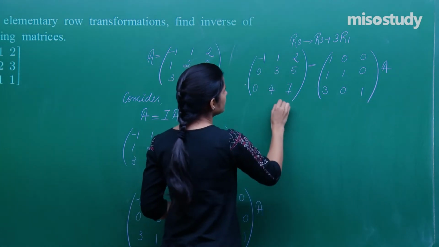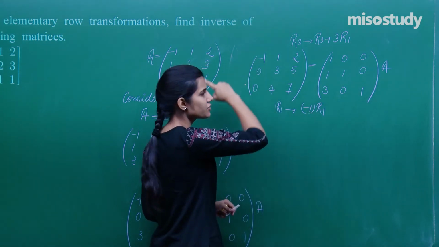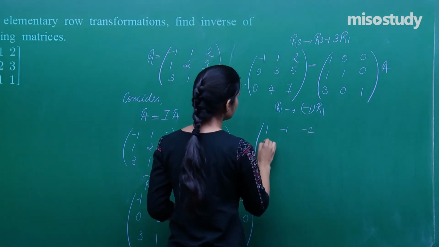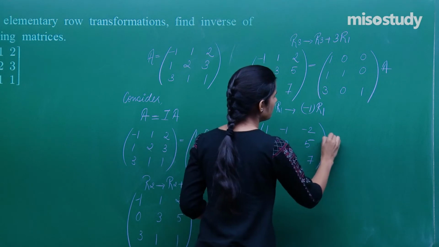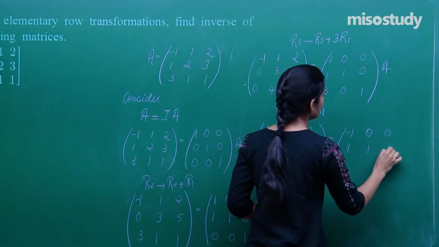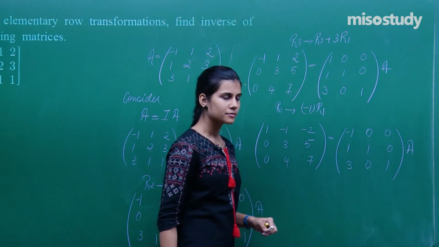Now from here I can say row 1 goes to minus 1 times row 1, so that I can extract this minus 1 out. I will be left with 1, minus 1, minus 2, 0, 3, 5, 0, 4, 7. Minus 1 common from here as well, you get minus 1, 0, 0, 1, 1, 0, 3, 0, 1, and this is A.